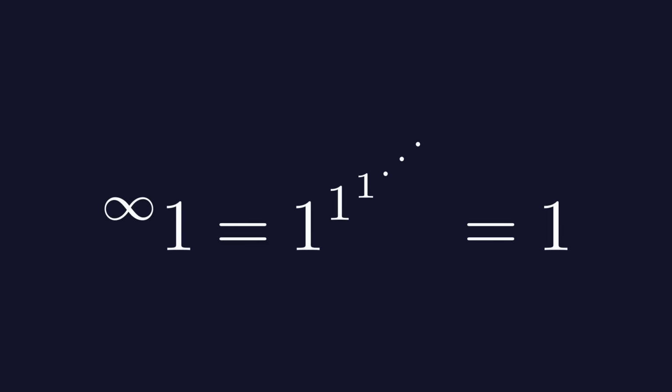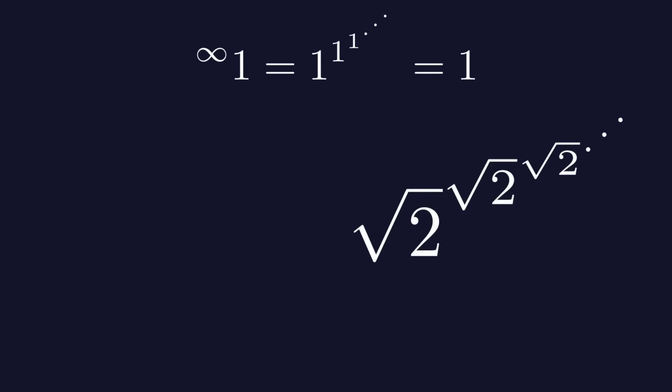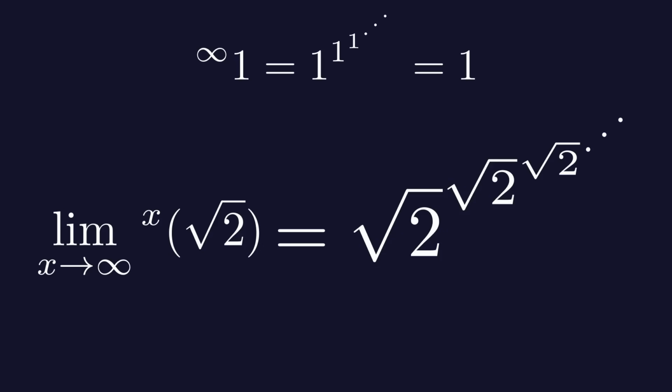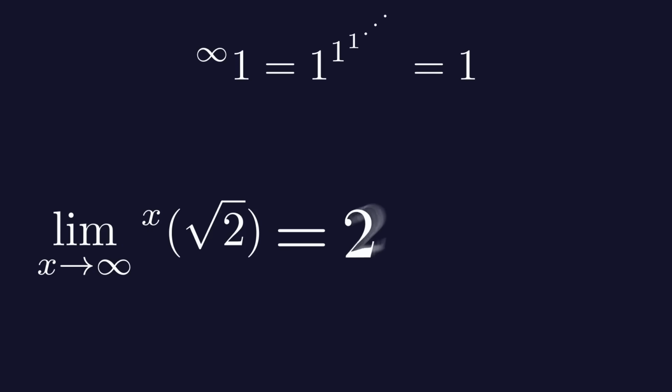This is a trivial example, but now consider an infinite tower of square roots of 2. We can write it as the square root of 2 tetrated to infinity. But a more accurate way to express it would be using a limit as x approaches infinity of the square root of 2 tetrated to x. Surprisingly, this infinite tower converges to 2.